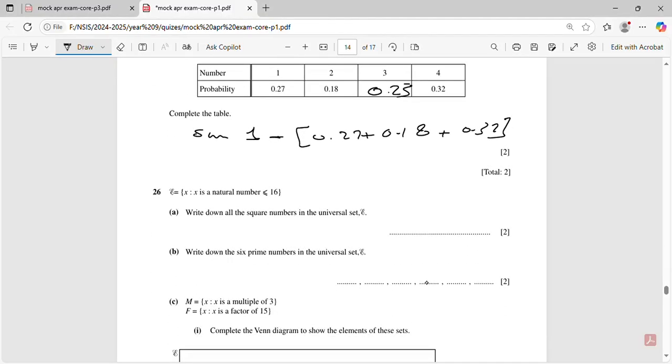And he said that x is a natural number which is smaller than or equal to 16. Any natural number, I have to start only from 1. I cannot take 0 because 0 is not considered a natural number. So I will take 1 starting from 1 till 16. Write down the square numbers in this universal set. How many squares in this? I will start with 1, then 4, 9, and 16. This is only the squares. 8 is not considered a square. Write down 6 prime numbers in the universal set. Where's the prime? 2, 3, 5, 7, 11, 13. That's all. Okay?